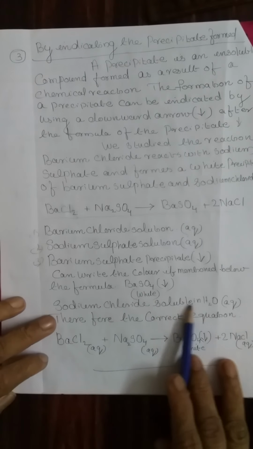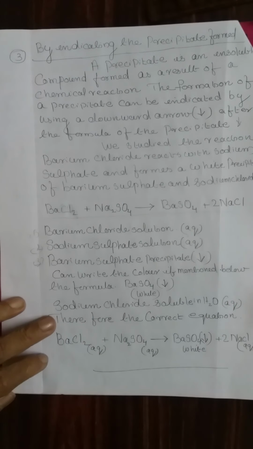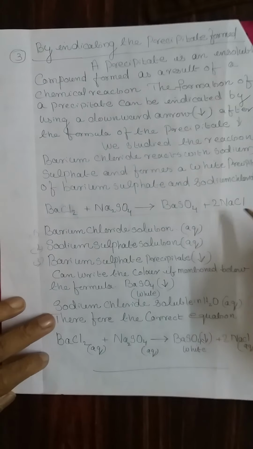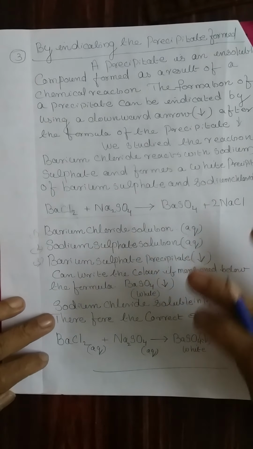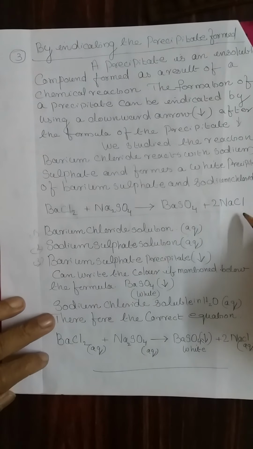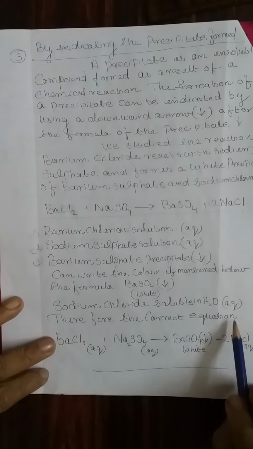Next is sodium chloride, that is the last product. As you know, sodium chloride is a soluble substance. It is soluble in water. Anyway, we prepared all this as a solution. Therefore, if sodium chloride is formed, it automatically will dissolve in that water. Therefore, an aqueous solution remains there. Therefore, for sodium chloride, you should write AQ.